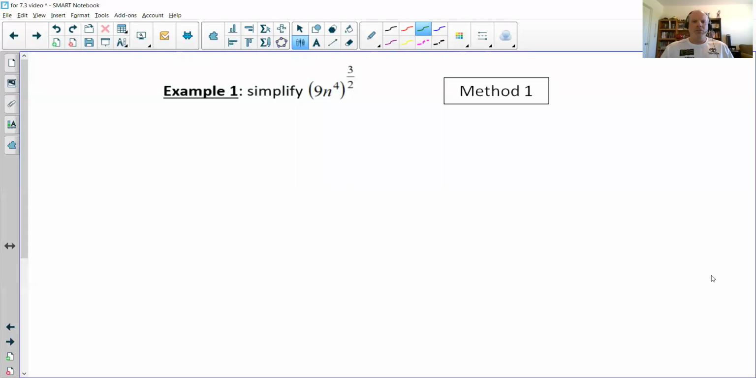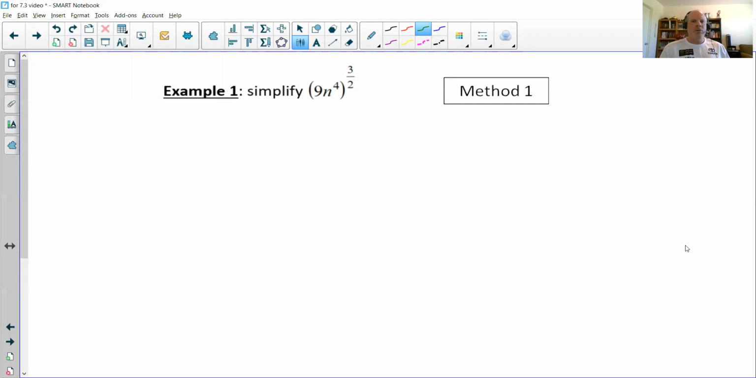On the back of the notes sheet, there are 2 examples. Example 1 features 2 different ways of doing it. Method 2 I think you will find is easier, but I wanted to show you both. So if we want to simplify the quantity 9n to the 4th power, all of that raised to the 3/2, we would like to get rid of any fractional exponents if we can.